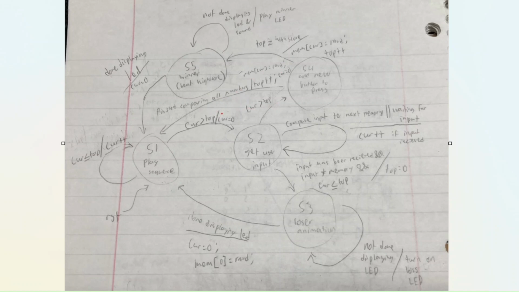S5 is only triggered from S4 if the high score is beat. S5 lights up green LEDs, plays sounds, and goes back to S1 just like S4 does, but with some extra stuff.